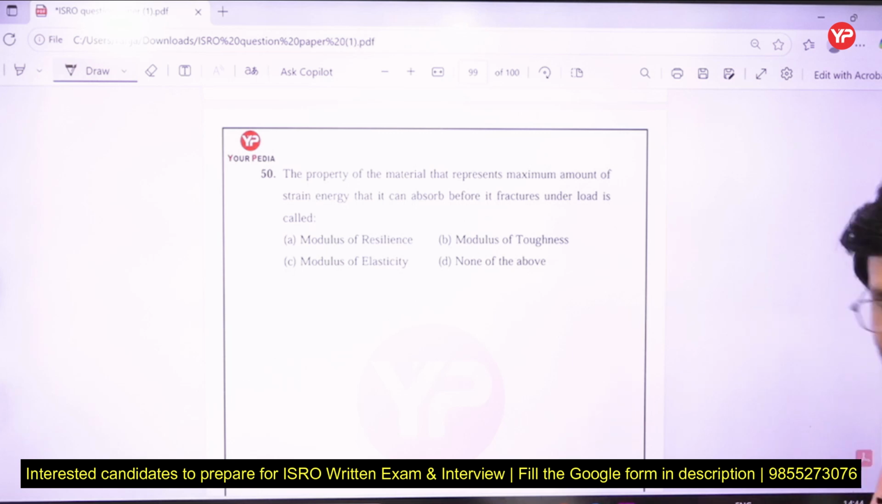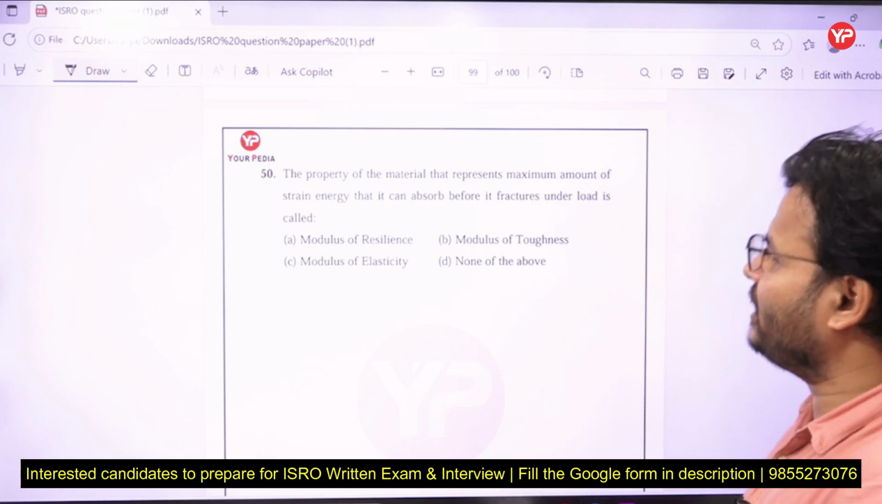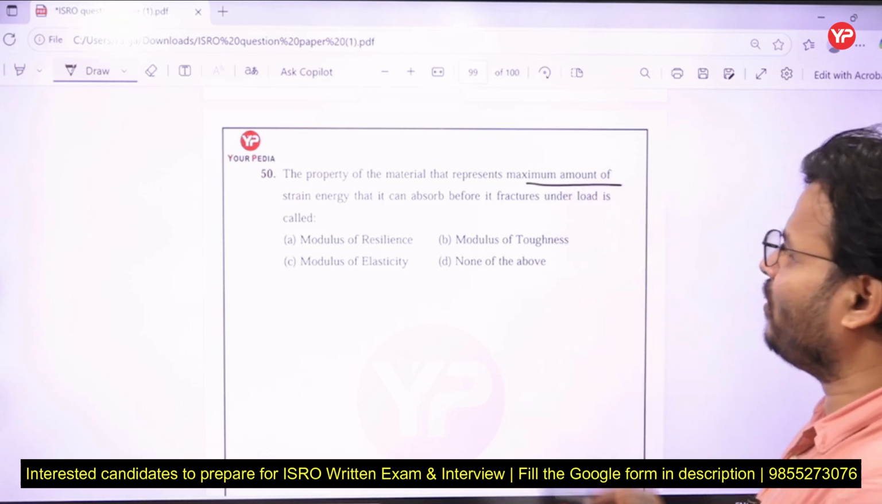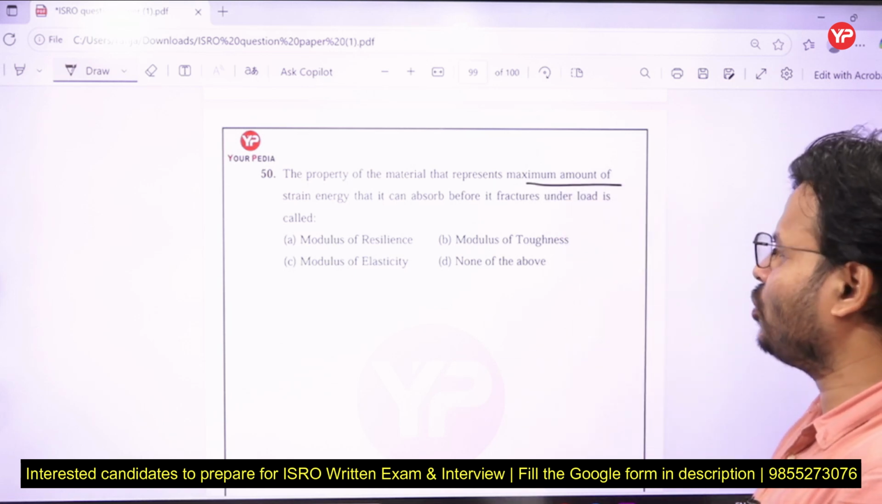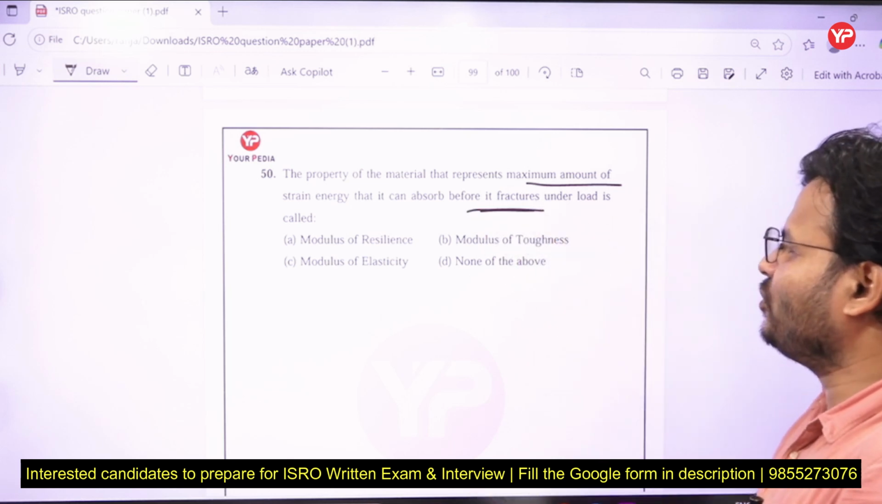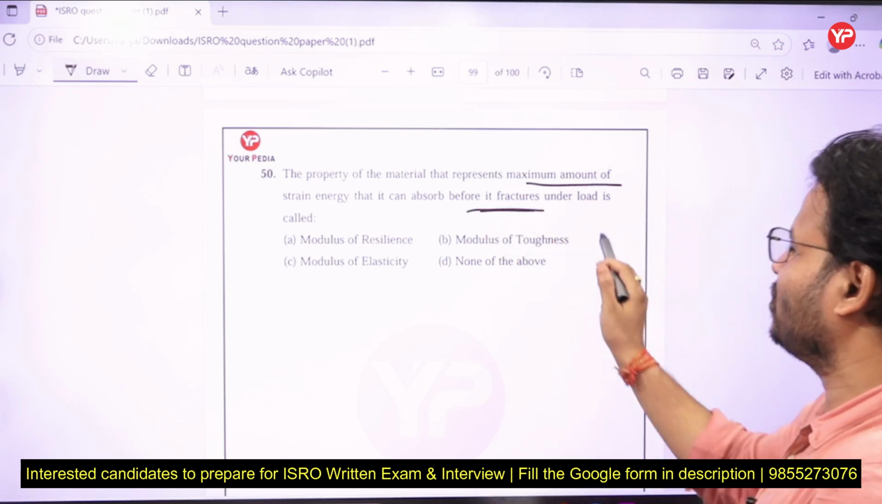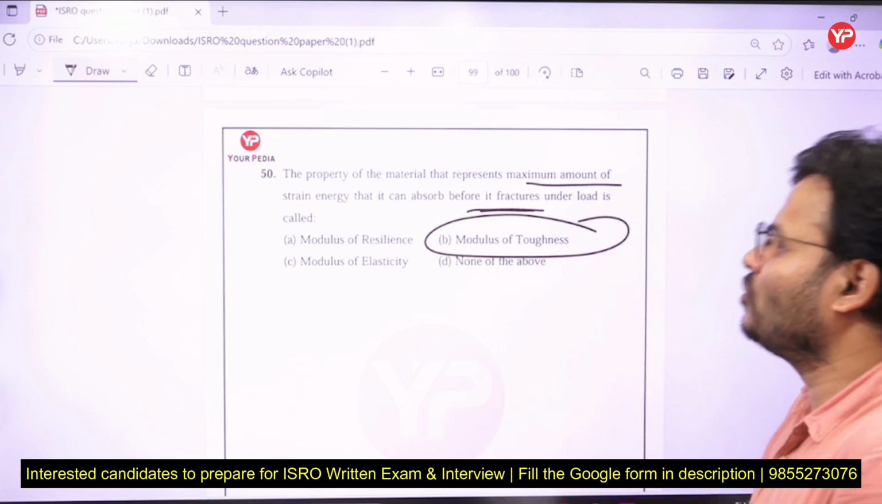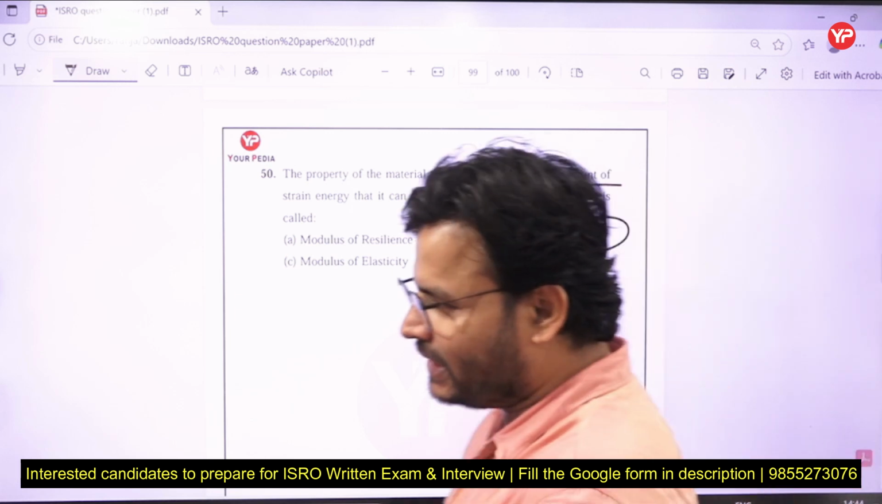Now that is the next question, my dear friends. Can you tell me the answer? What is the property of a material that represents the maximum amount of strain energy it can absorb before fracture? You talk about before fracture. So if you talk about fracture, obviously it will be toughness, so it will be modulus of toughness. So my dear friends, that was the part that I have completed.